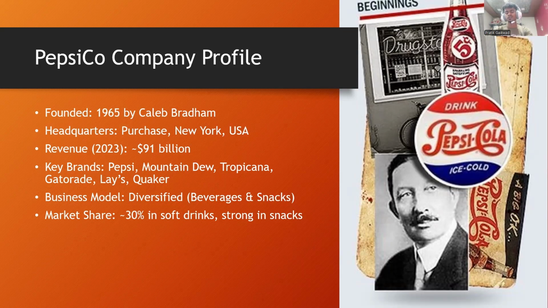This diversification gives PepsiCo a financial advantage, especially during economic downturns. When soft drink sales decline, snack sales often remain stable, providing a more balanced revenue stream. With around 30% market share in the soft drink industry, PepsiCo remains a strong competitor to Coca-Cola, but its strategic mix of products gives it a unique edge.